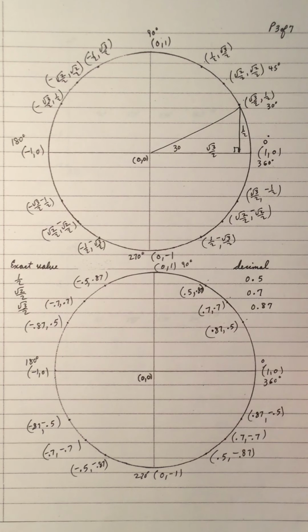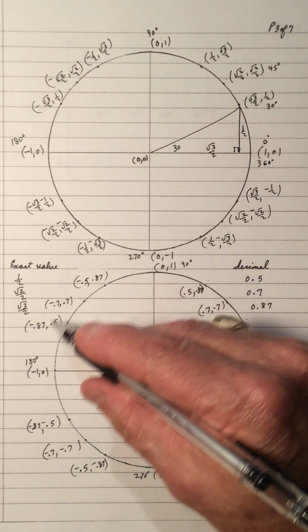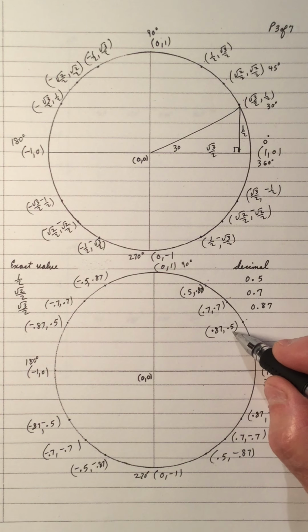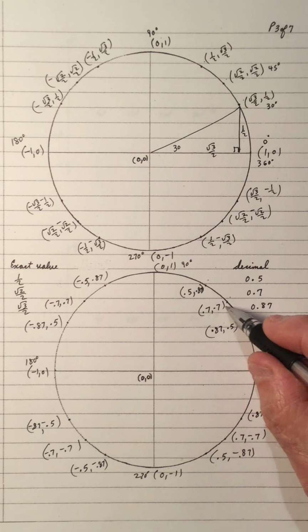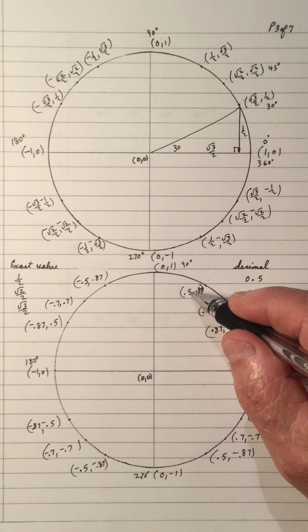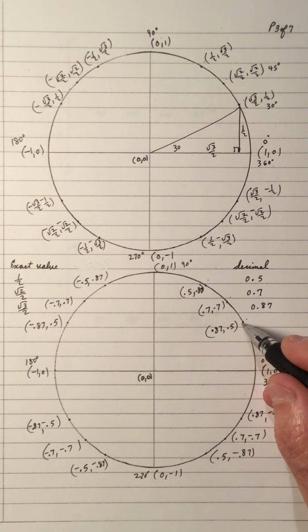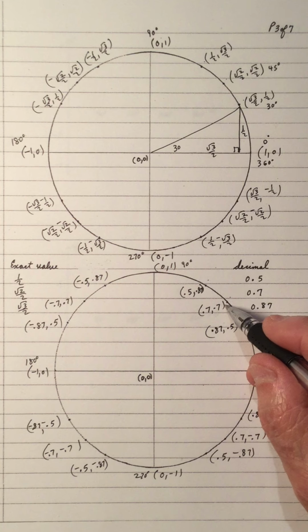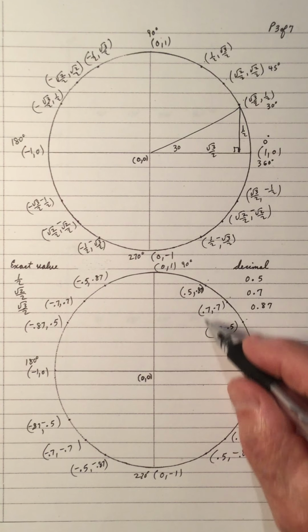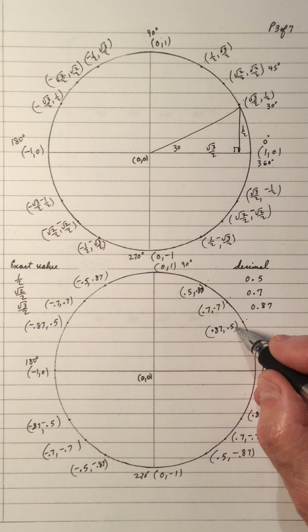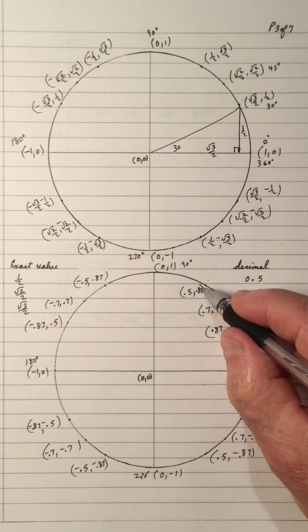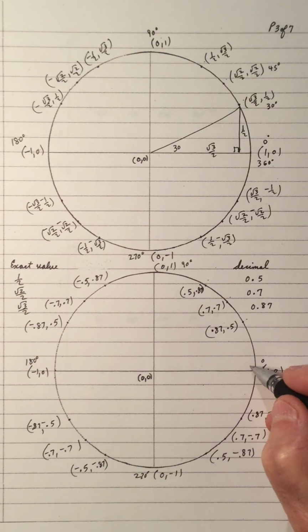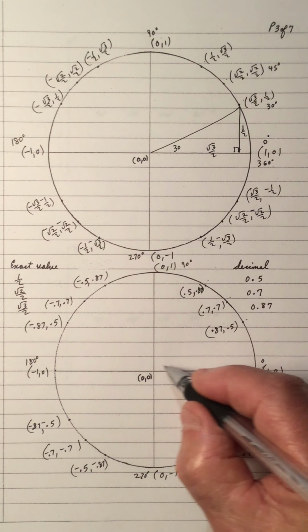Now the reason I put all these decimals in is to show you that as you rotate around this circle, notice the x values are right here. The x is 0.87, and then the x becomes 0.7, then the x becomes 0.5, and then the x becomes 0. So as you rotate around here, the x is getting closer and closer to 0. And notice the y is 0.5, the y is 0.7, the y is 0.87, and the y is 1. So the y's are going up in value and the x's are decreasing.